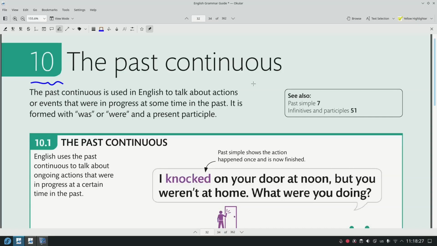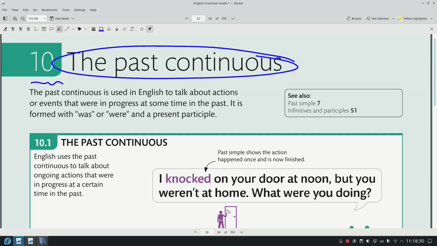Lesson number 10. The past continuous. The past continuous is used in English to talk about actions or events that were in progress at some time in the past. It is formed with was or were and a present participle. A present participle, that is our ing ending of the verbs. So you have infinitive, to go, and going, that is our present participle.